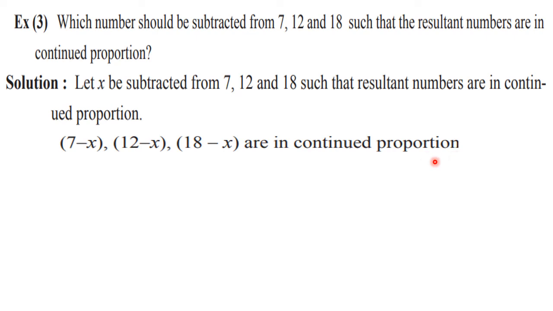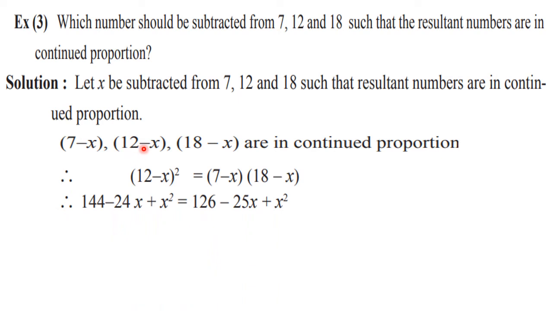So when they are in continued proportion, we can write down that the square of the middle term is equal to the product of the remaining two terms. Okay, so 12 minus x the whole square is equal to 7 minus x into 18 minus x. So here you will use the formula a minus b the whole square, that is a square minus 2ab plus b square. So 12 square is 144, minus 2 into 12 is 24, and 24 into x is 24x, and minus x whole square is plus x square.